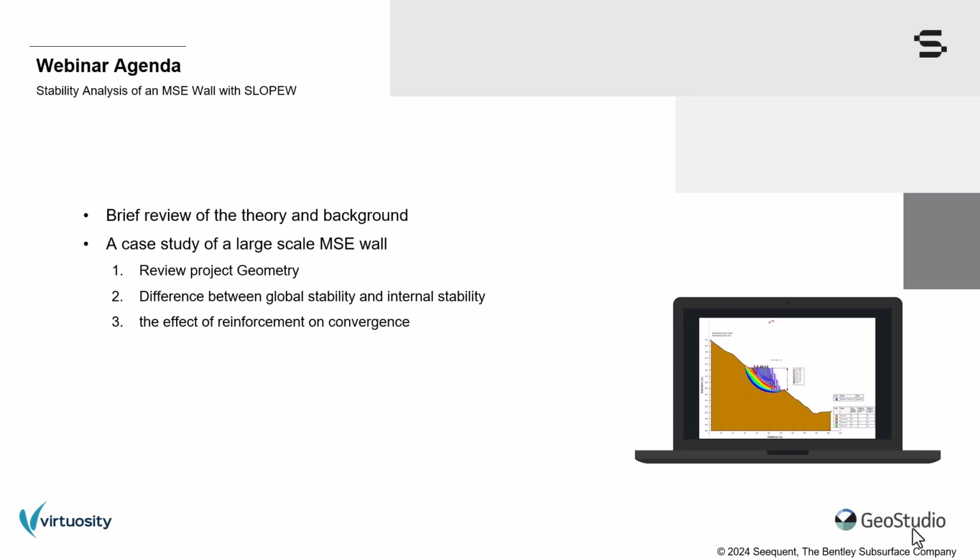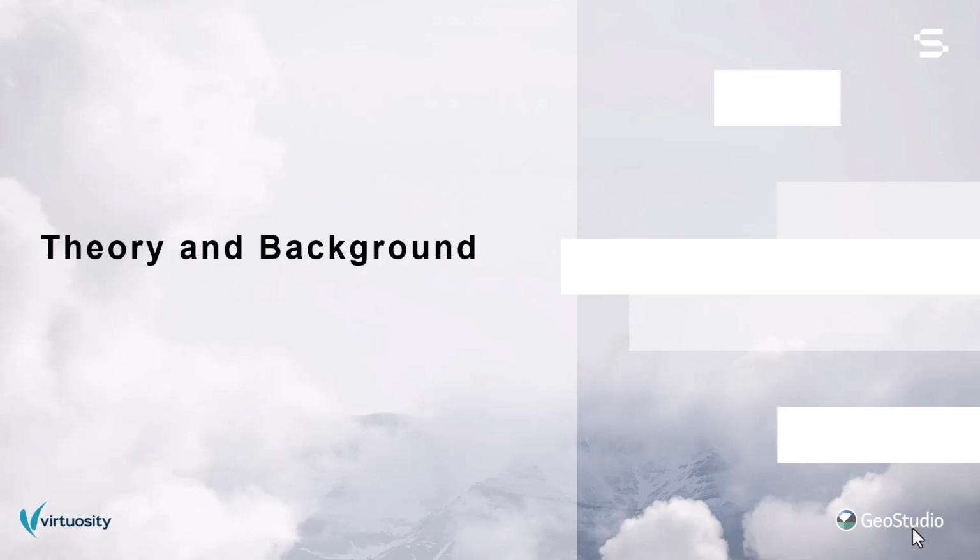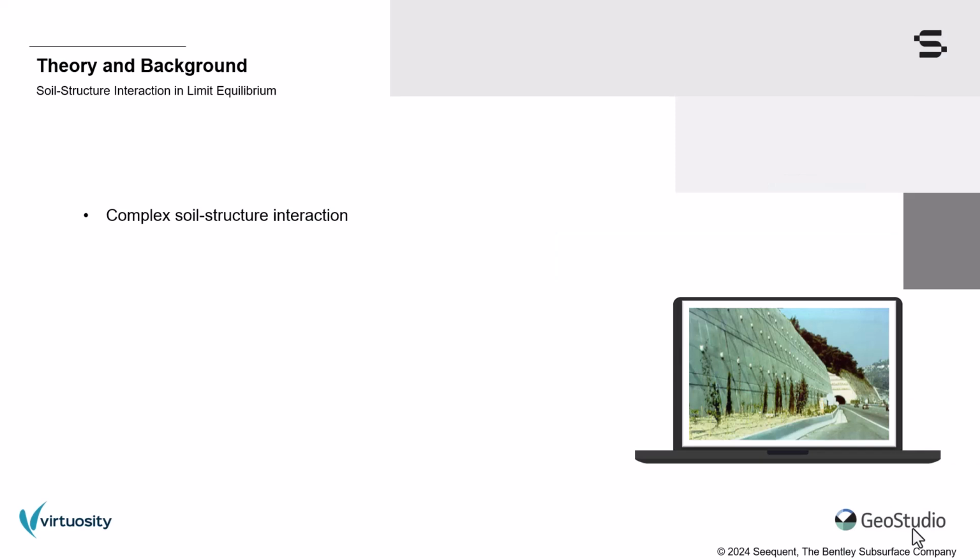First, we review the project geometry. Then, in a short demo, we are going to cover the difference between the global stability and internal stability and see the effect of reinforcements on convergence. Let's get started with the theory and background behind this topic.